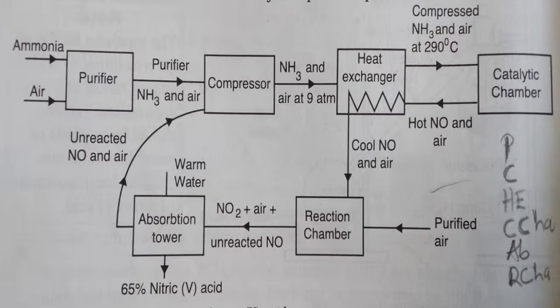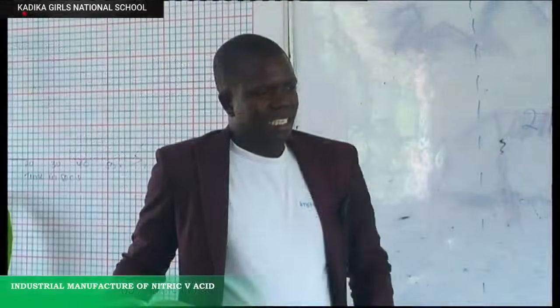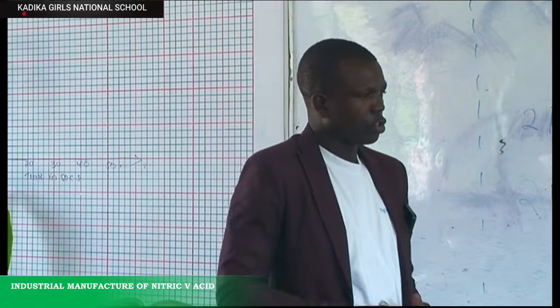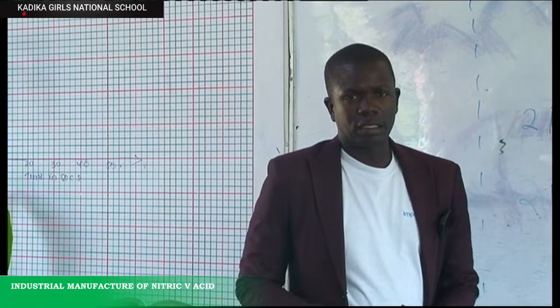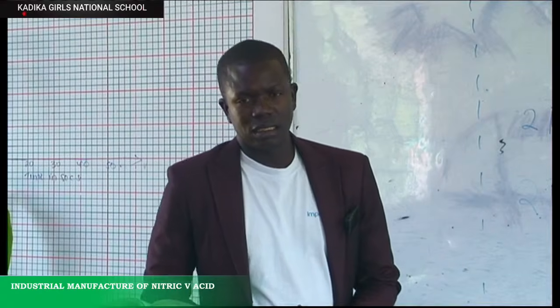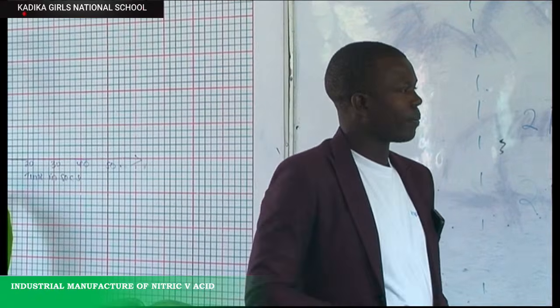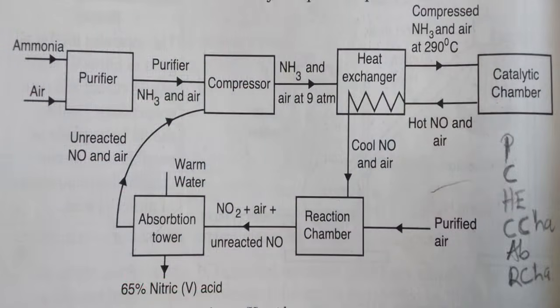And it is in the catalytic chamber where there are three conditions. One, the temperature is about 900 degrees Celsius. Two, there is a catalyst which is used to speed up the rate of reaction, that is a platinum rhodium catalyst. Then there is also a pressure of about 5 atmospheres.